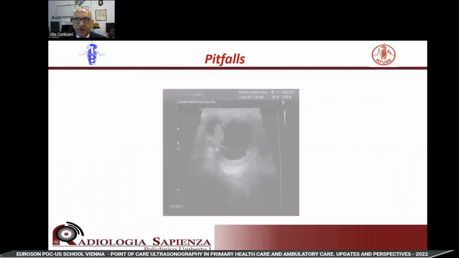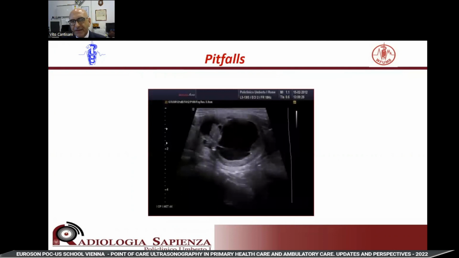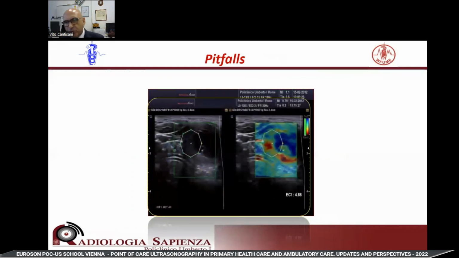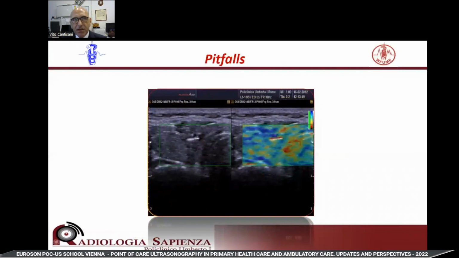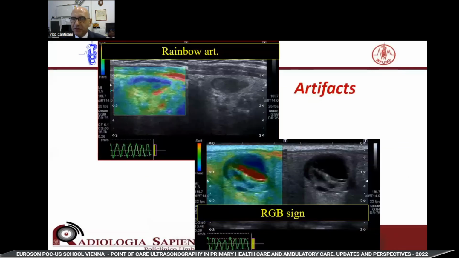However, there are some pitfalls that you have to take into account, and there are some rules that you have to follow. Should I use elastography in any lesion? The answer is no. If you see that the lesion has a big, extensive cystic area, and you put the ROI there, you obtain false positive results. If you find a gross calcification, you again obtain a pitfall.